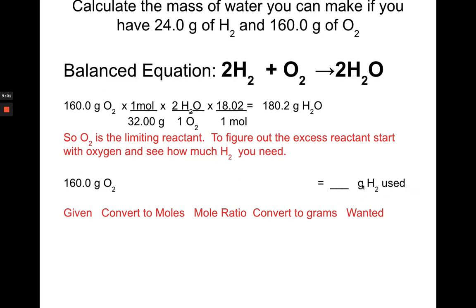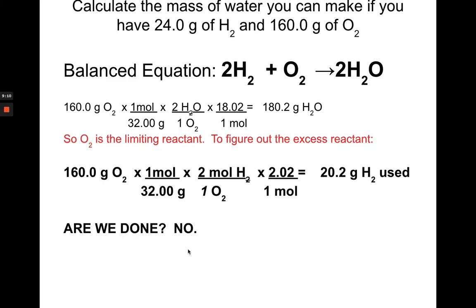So our wanted is going to be grams of hydrogen. How much hydrogen do I need? Again, we're going to convert to moles, mole ratio, convert to grams, and then we get what we want. All right, so 160 divided by 32, that'll give us moles of oxygen. We recall that was 5 moles. We've got a 2-to-1, 2 moles of hydrogen for every 1 mole of oxygen. So that's 10 moles of hydrogen. And remember, a mole of hydrogen is 2.02 grams, so we're going to multiply. And that's going to mean that we have 20.2 grams of hydrogen necessary to react with the 160 grams of oxygen. That's how much hydrogen was used.